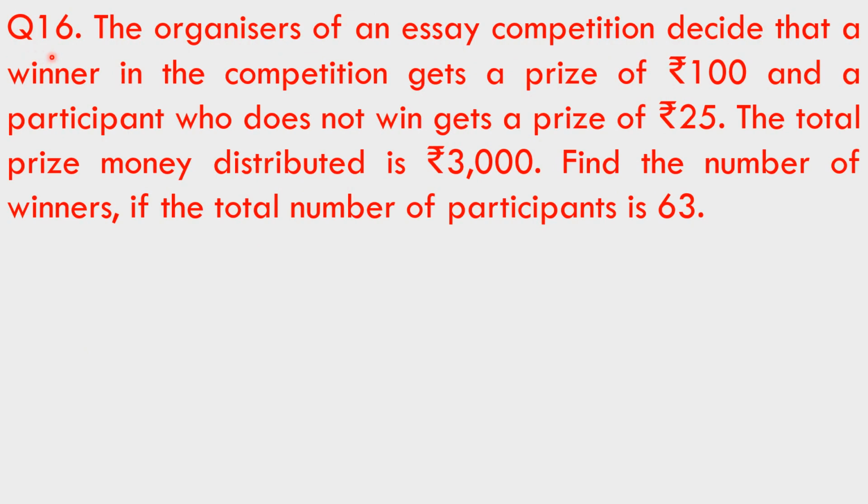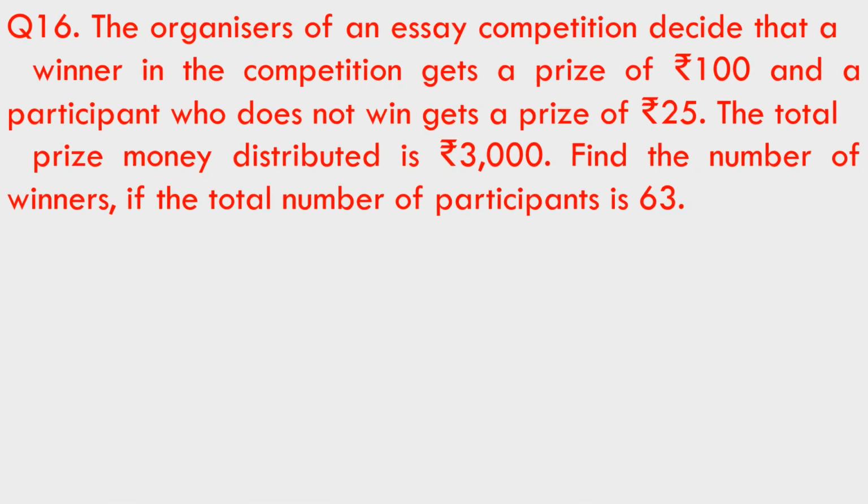Question number 16. The organizers of an essay competition decide that a winner in the competition gets a prize of 100 rupees and a participant who does not win gets a prize of 25 rupees. The total prize money distributed is 3000 rupees. Find the number of winners if the total number of participants is 63.